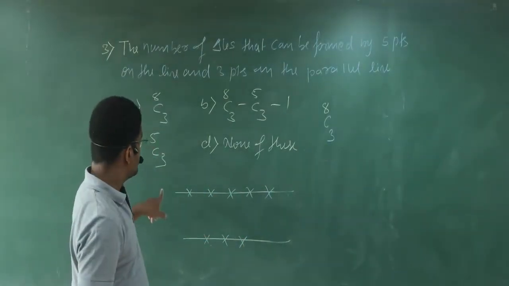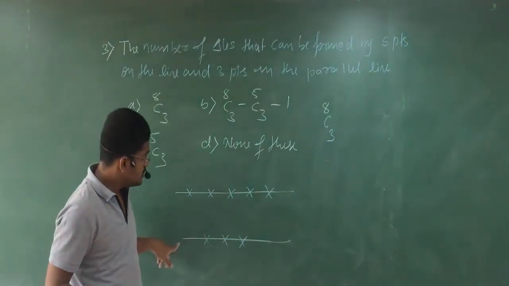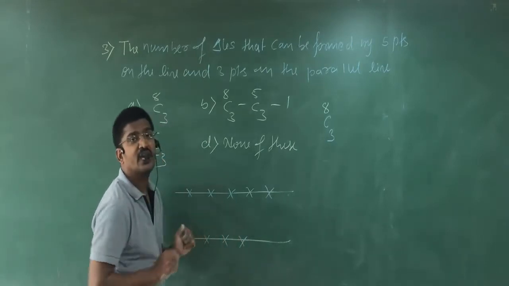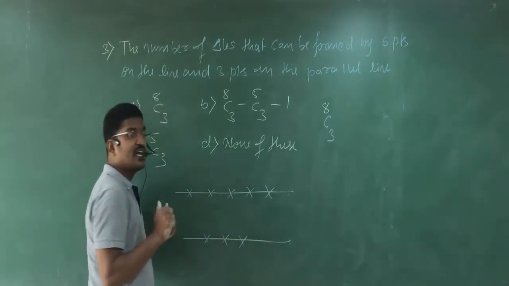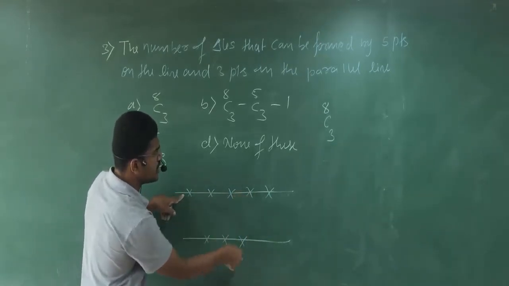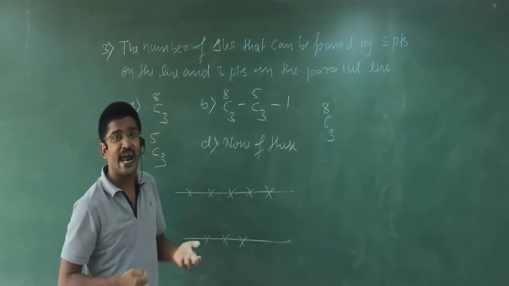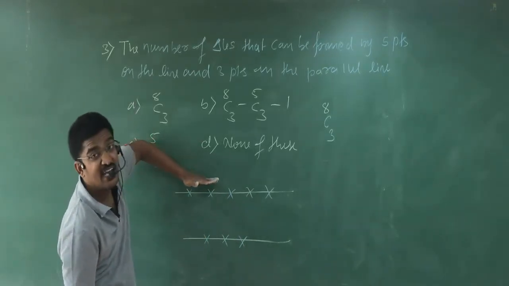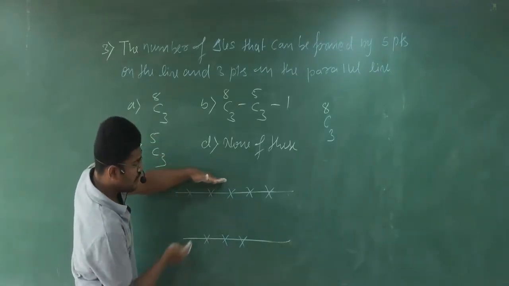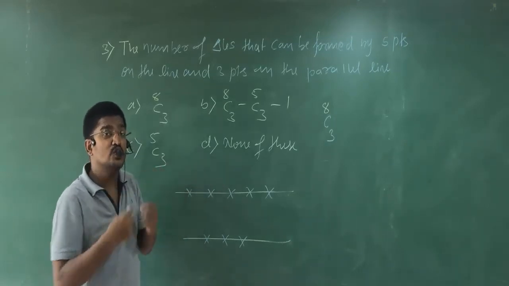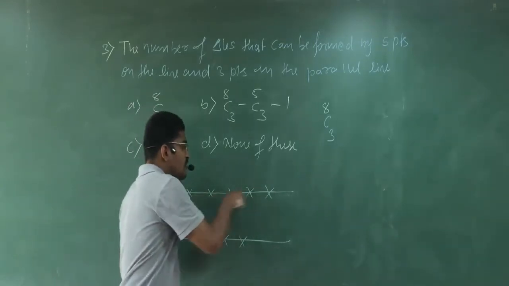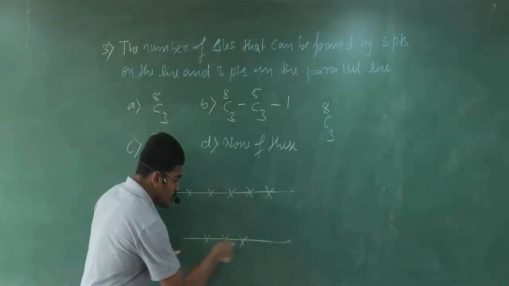Clear? But 5 points are on the same line, 3 points are on the same line. That means using these 3 points I can't make any triangle. Using these 5 points I can't make any triangle. To make a triangle, I have to choose points from line 1 and line 2. I can't choose the points of the same line.